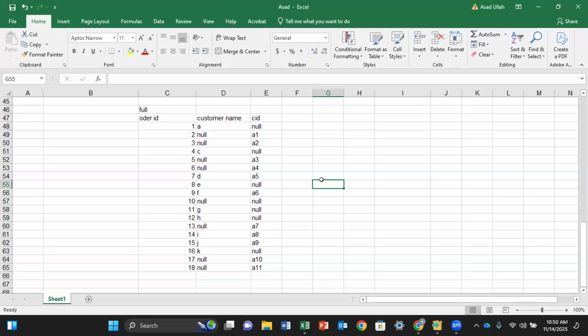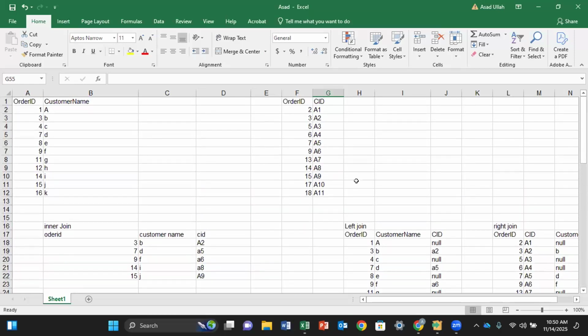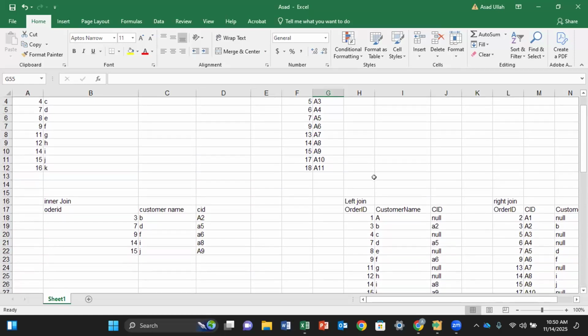Okay, good. So full 20 marks. Okay, perfect. So you have the clarity now what is inner join, left join, full join.